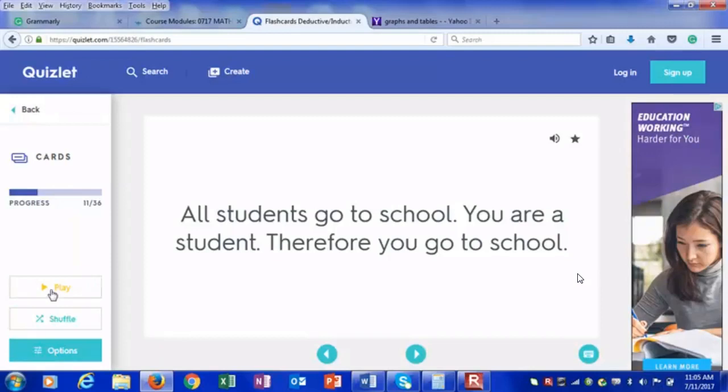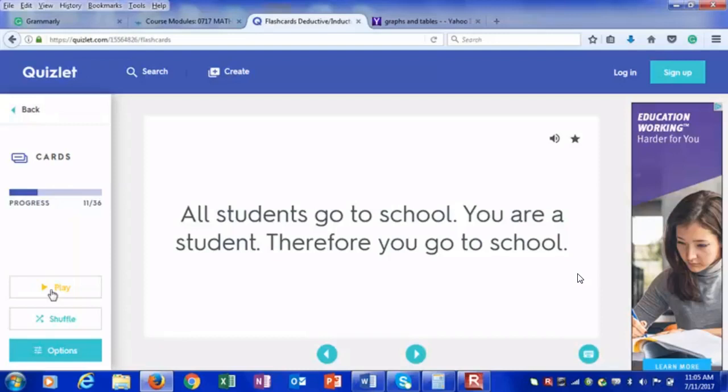All students go to school. You are a student. Therefore, you go to school. Is this inductive based on a pattern or deductive based on logic? Well, it says all students go to school. You happen to be a student. Therefore, you will be going to school. So is this a pattern or is this logic?